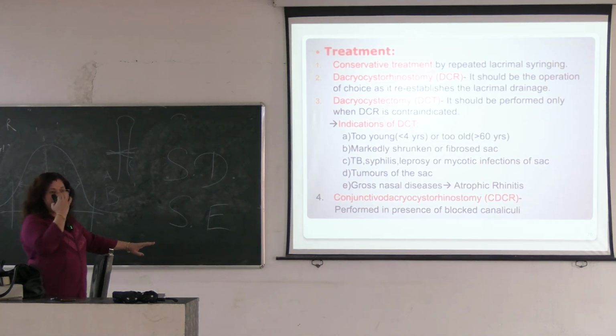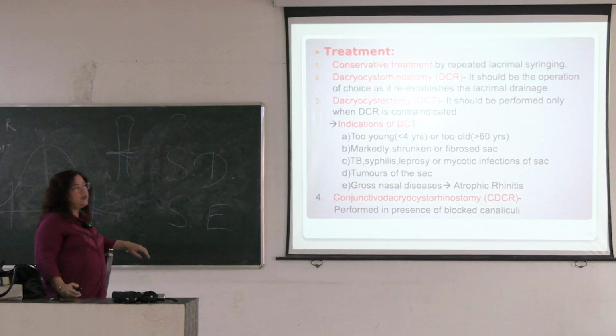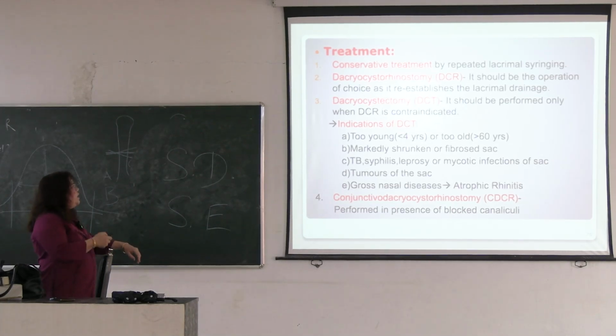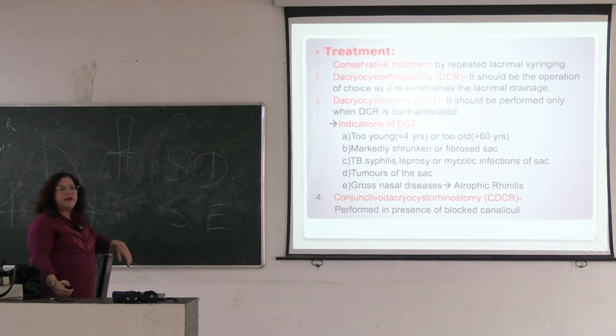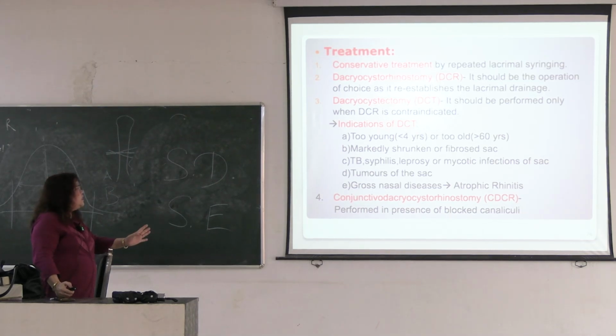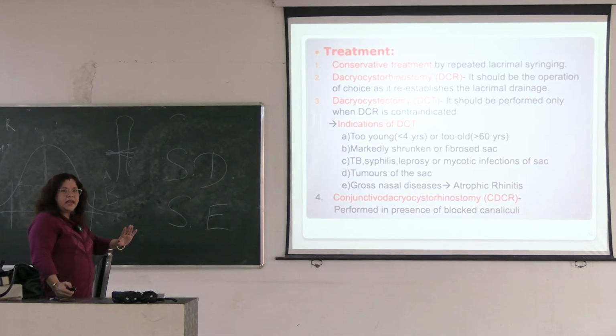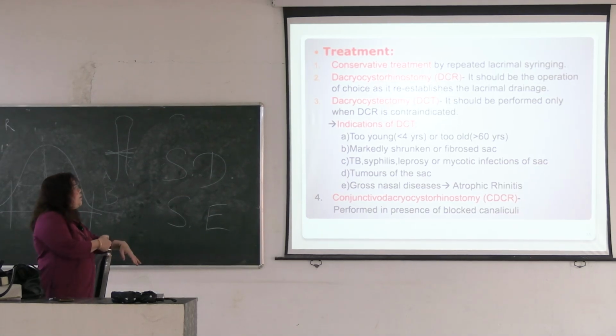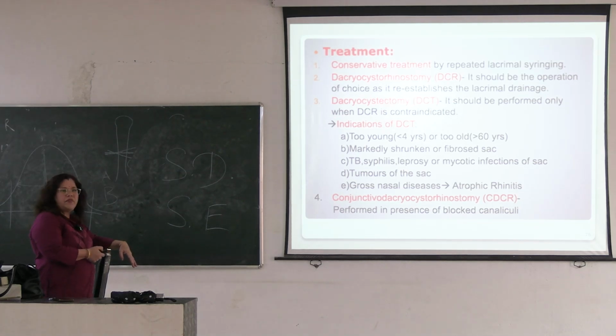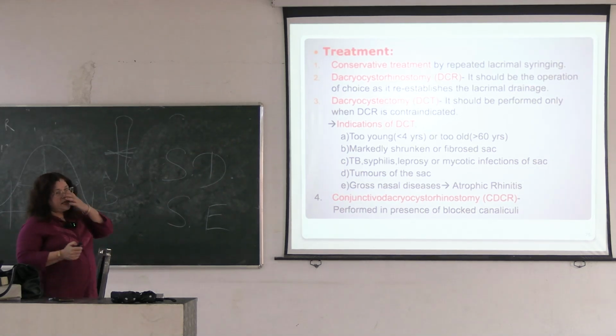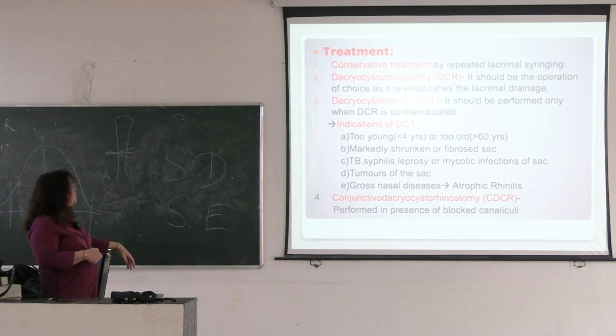repeated syringing with antibiotic eye drops to remove the debris, and when the infection is systemic and local, antibiotic eye drops are given. When infection is resolved, then we plan the surgery according to the condition of the sac. If the sac is normal, then we perform dacryocystorhinostomy, and if there is fistula formation, or the sac is fibrosed or retracted, then dacryocystectomy is done.